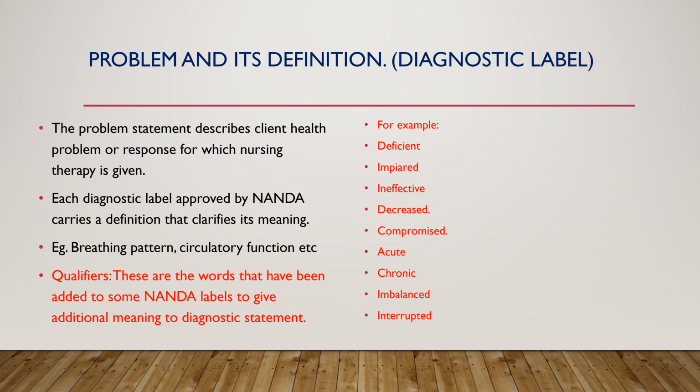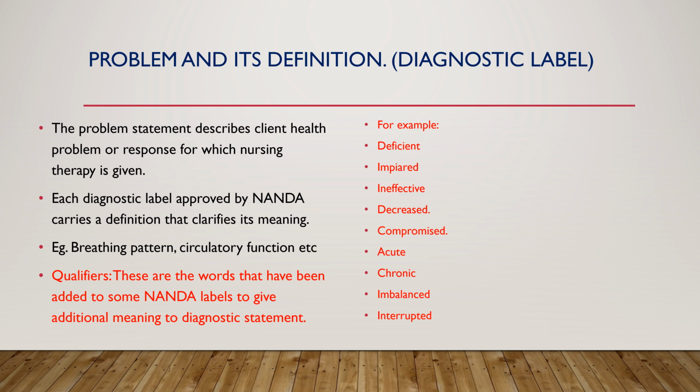But whichever diagnostic label we select, it should be approved by NANDA and it should clarify the meaning. For example, we can say breathing pattern or circulatory function. But since breathing pattern gives an incomplete meaning, we cannot understand whether a patient's breathing pattern is regular or irregular. Breathing pattern defines the problem and we can say it is a diagnostic label, but we should add some qualifier which will clarify its meaning.